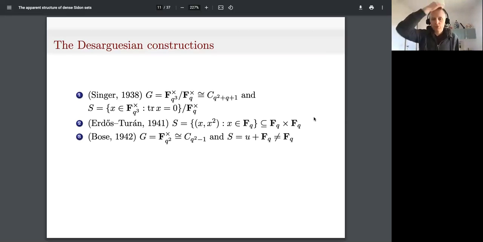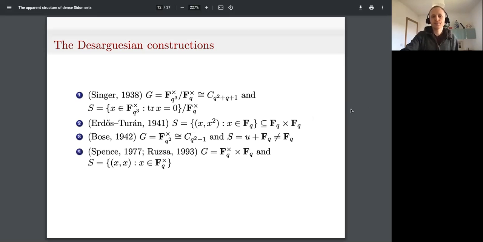The next example is due to Bose in 1942. This is closely related to Singer's example, but this time you look in a quadratic extension, F_q squared, and you don't quotient by anything. So now you have a cyclic group of order q squared minus 1. And the Sidon set is, you take any additive coset of F_q which is not the identity coset. And the claim is that that's a Sidon set.